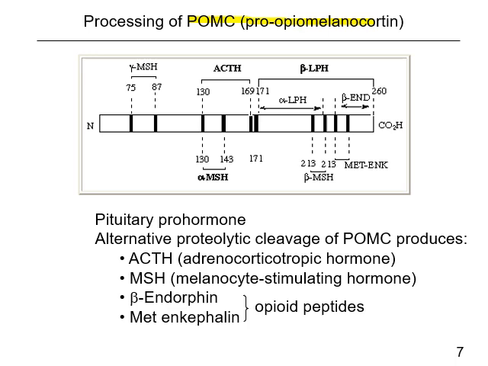Pro-opiomelanocortin is a pituitary prohormone produced in the corticotrophs of the anterior pituitary. We have alternative cleavage of POMC. And so what does it produce? It produces ACTH, which is the abbreviation for adrenocorticotropic hormone. It produces various forms of melanocyte-stimulating hormone, and it produces the opioid peptides beta-endorphin and met-enkephalin. So those are things to know about POMC cleavage.